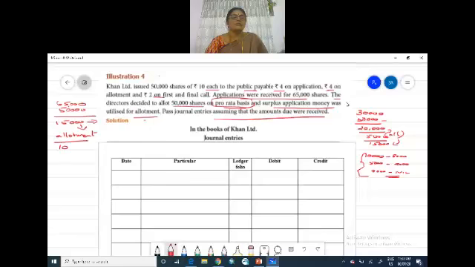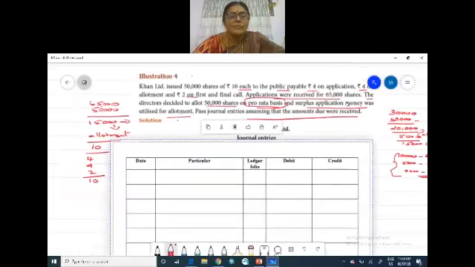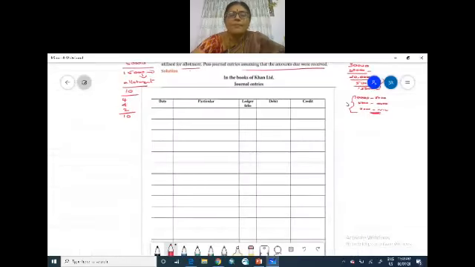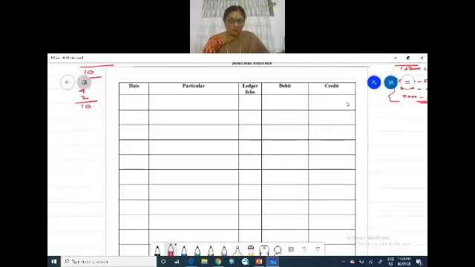So the face value of the share is 10 rupees. In that, 4 on application, 4 on allotment, and 2 on first and final call, so total 10 rupees they receive. Let me see how we are going to adjust it. Let me see what is the first journal entry.